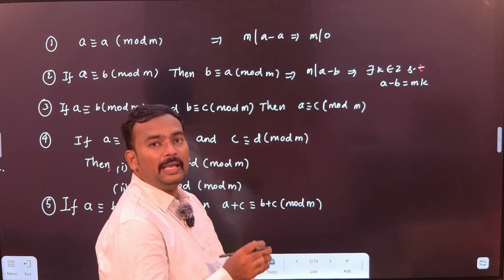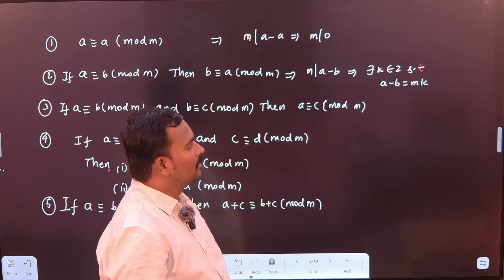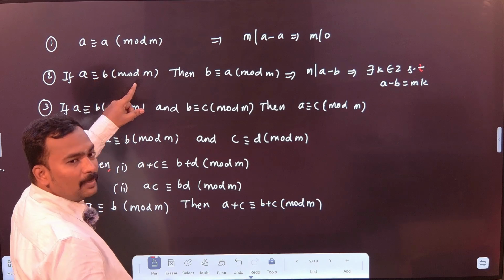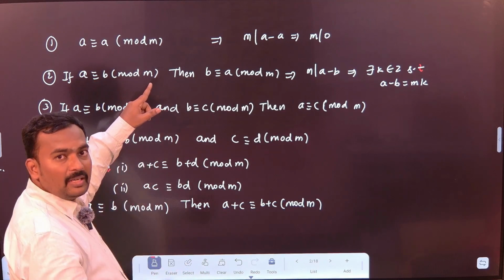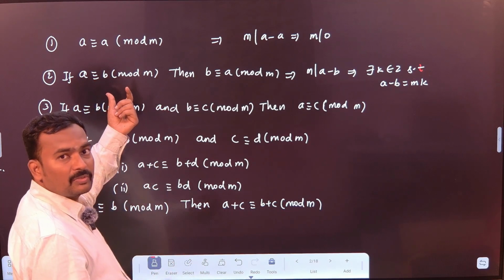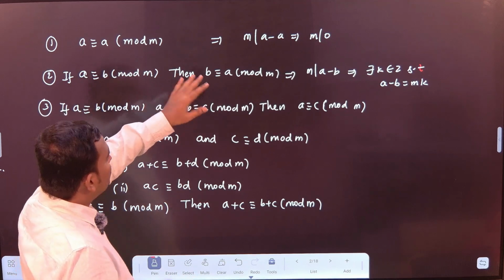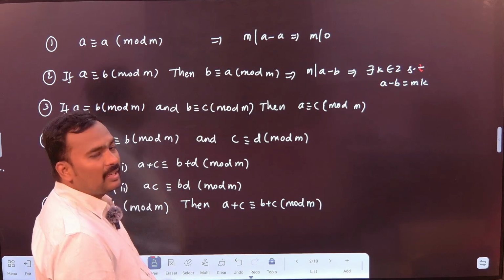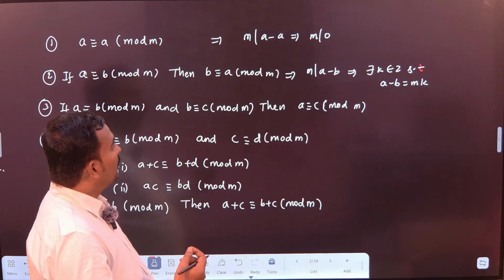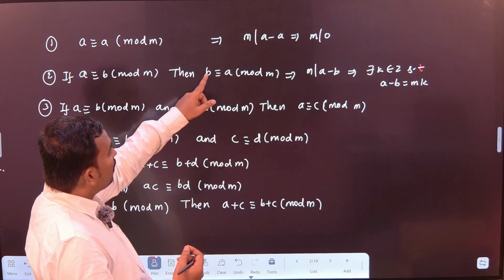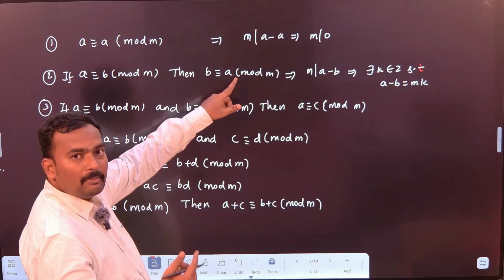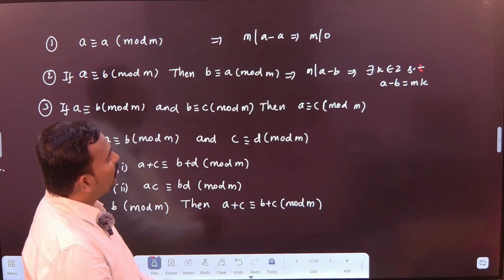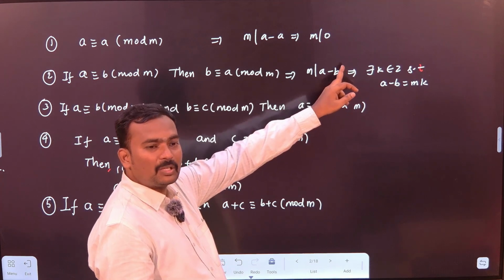That means you have to say m divides B minus A. You have to understand clearly. If A congruent to B modulo m, it means m should divide A minus B. In the same way, you have to prove that B congruent to A modulo m means m divides B minus A. You have to prove it. But how to prove that? You know that m divides A minus B is given to you.